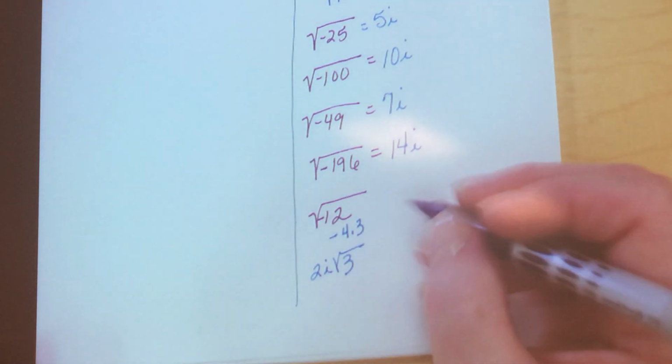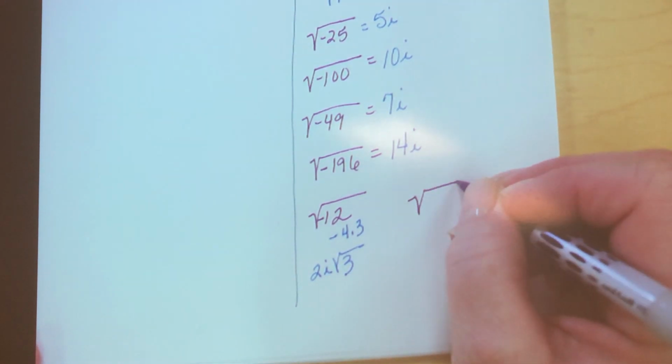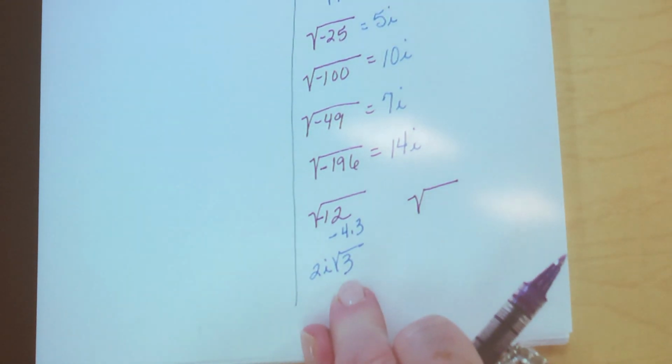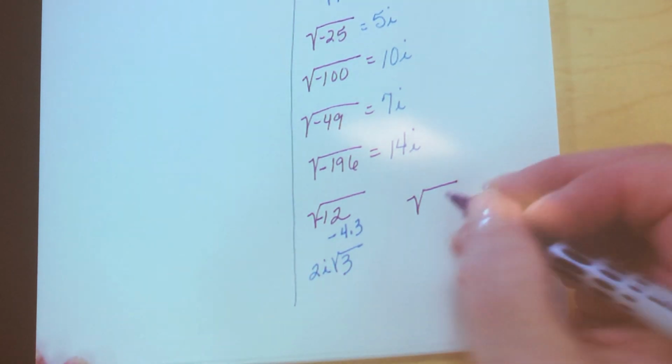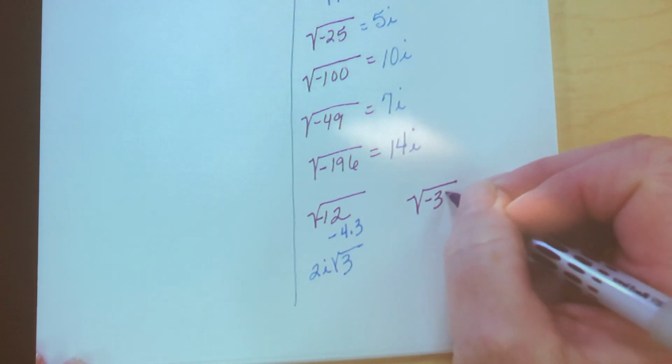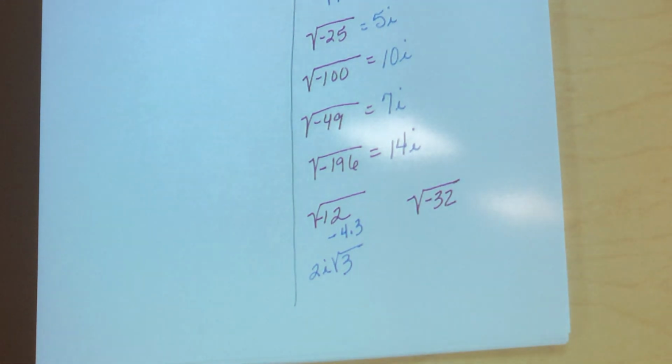All right, you want to try another i one? Do you have to know how to do radicals to be able to do this? Yes, you do, people. It's just more practice. The square root of negative 32. You do it really quick.